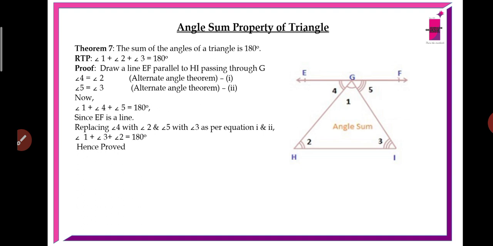Now, angle 1 plus angle 4 plus angle 5 equal to 180 degrees, since EF is a straight line, and the sum of all angles on a straight line is 180 degrees. We know that angle 4 equals angle 2 and angle 5 equals angle 3. Replacing angle 4 with angle 2 and angle 5 with angle 3 as per equations 1 and 2, you will get angle 1 plus angle 2 plus angle 3 equal to 180 degrees. Hence proved. We have proved that the sum of the angles of a triangle is 180 degrees.